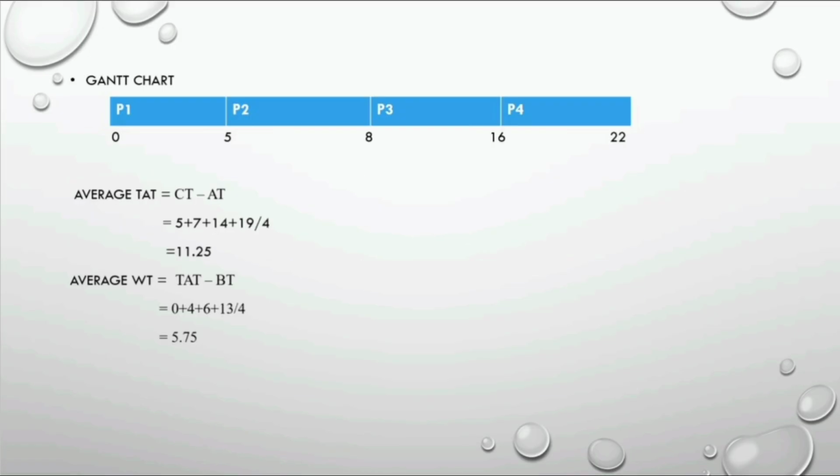A Gantt chart can be used to show the execution timeline of processes in CPU scheduling. As I mentioned above, we can calculate turnaround time and waiting time. Here I have calculated the average turnaround time and waiting time. Turnaround time can be calculated as completion time minus arrival time, and waiting time can be calculated as turnaround time minus burst time.